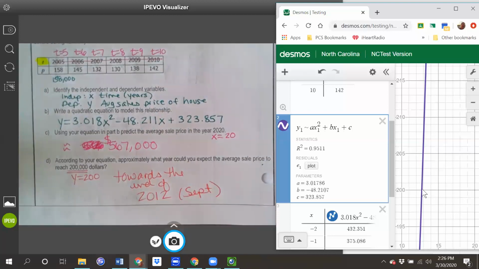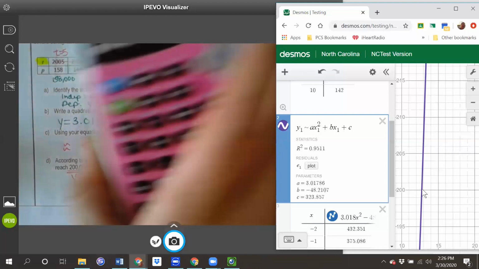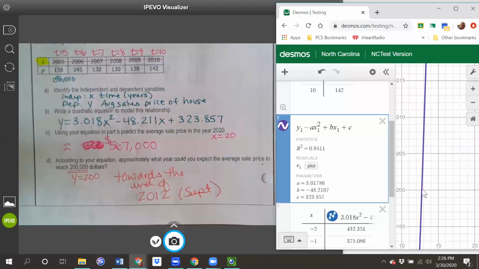Hope you are finding Desmos to be as simple as I think that it is, especially after years and years of using one of these. There's some really cool stuff that can be done on Desmos. All you have to do is type in your quadratic regression in this format, and it will give you everything that you need.